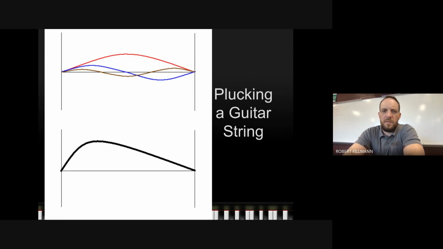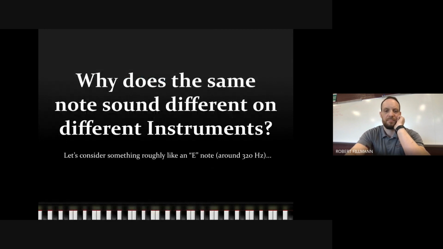So the really fascinating thing, when you pluck a guitar string, your ear is going to hear musical notes. It's going to hear the sound of the red vibration, but it's also going to hear the sounds of the blue and the brown. They're all going to be blended together, which is why we call them harmonics, because generally they sound nice together.